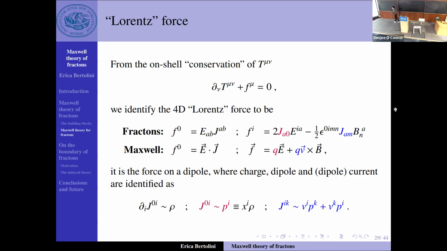And also, it's important because we have a confirmation that we're talking about a fractonic theory, in the sense that if we see this A0 as a dipole, what's the object that can feel force? It's not a fracton, because it's an immobile object. It cannot move, so it cannot feel force. But it can be a dipole, which is free to move. And indeed, this is what we have. This is the dipole, and that's the dipole current. That's identified here. So these are all integrated quantities.